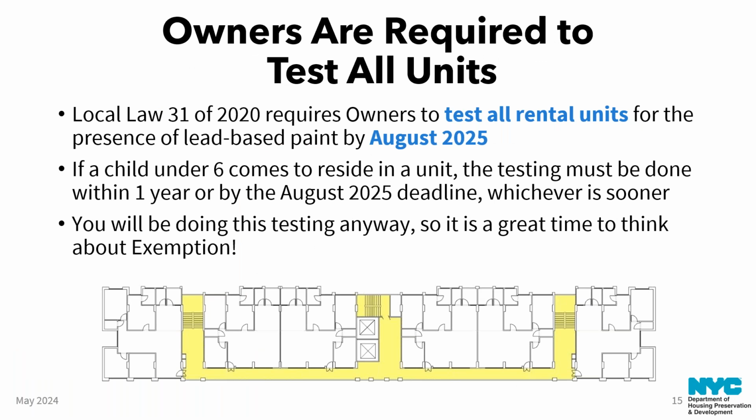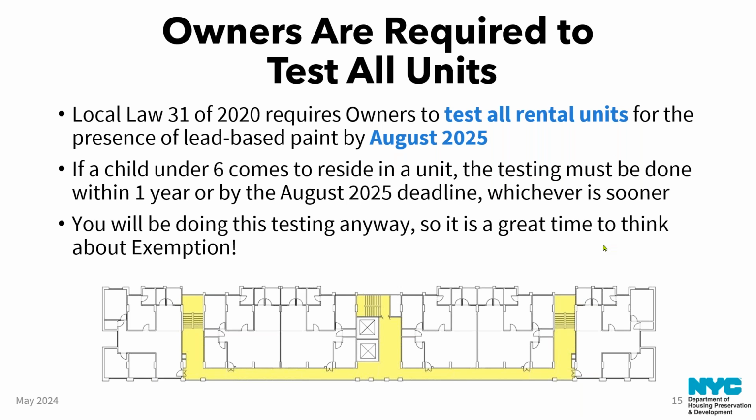Another requirement I want to highlight for you is that there is a law called Local Law 31 of 2020, which requires building owners to test all units for the presence of lead-based paint by August 2025, all rental units. So that deadline is coming up. If a child under 6 comes to reside in a unit, the testing has to be within 1 year at the time the child came to reside. So that's a few months sooner at this point in May 2024. That's some months before the August 2025 deadline.